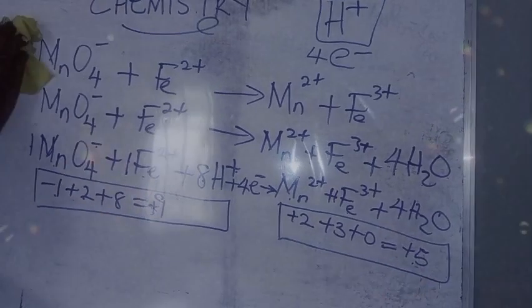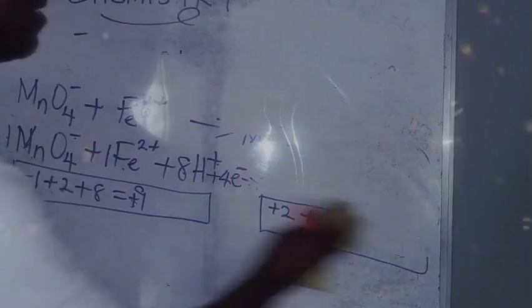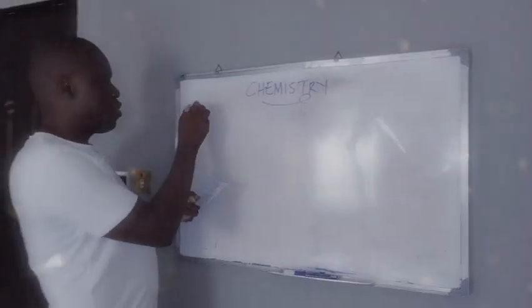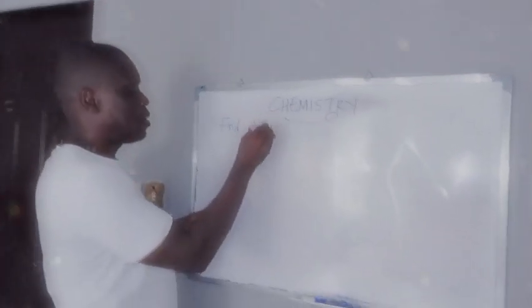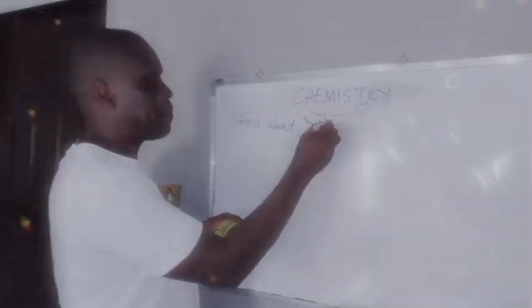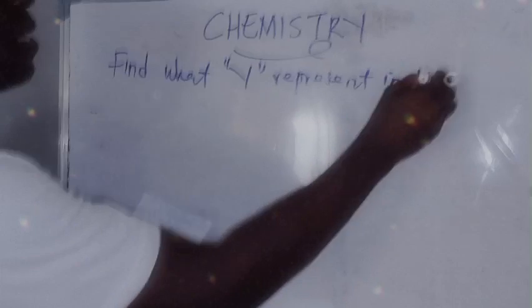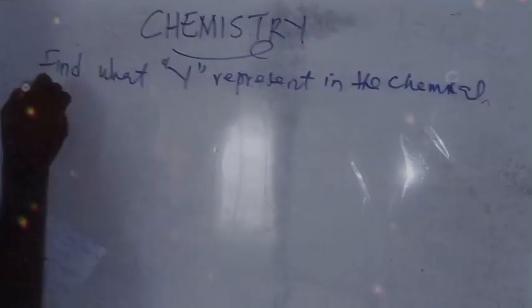Now, let's look at this type of question coming up maybe in Olympiad, JAM, university examination, or one thing or the other that has to do with balancing equations in ionic medium. Look at this. Let's say you are given this. Find what Y represents in the chemical equation.